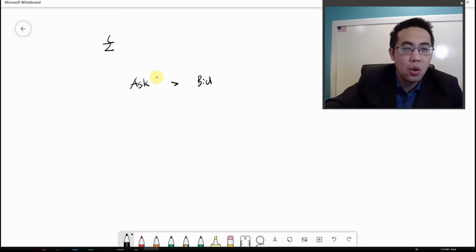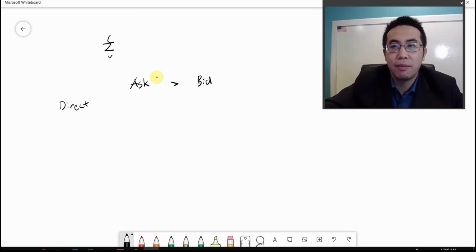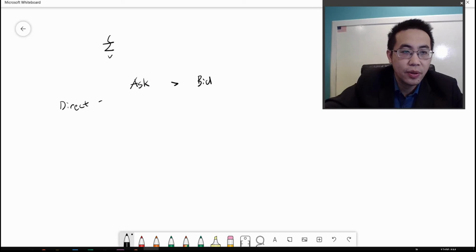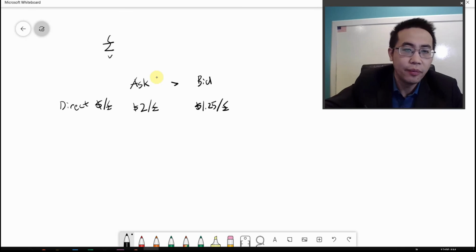And we have also covered a direct quote and an indirect quote. Under the direct quote, our currency in transaction is the pound, and the price of the pound is expressed in US dollars. So that's the arrangement of the currency symbol. Let's say the ask price for the direct quote is $2 per pound. It's a very easy number for simplicity, so it's easy to demonstrate. And the bid price should be lower. Let's say it's $1.25 per pound.